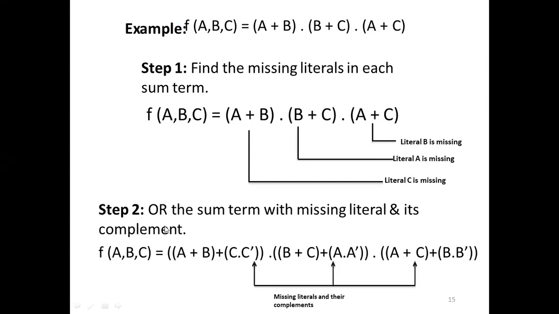Then we have to take the OR of the sum term with the missing literal and its complement. So we take C dot C bar, A dot A bar, and for the missing literal B, B dot B bar. These are nothing but the missing literals and their complements. Clear everyone? So you want to take this down as a step?